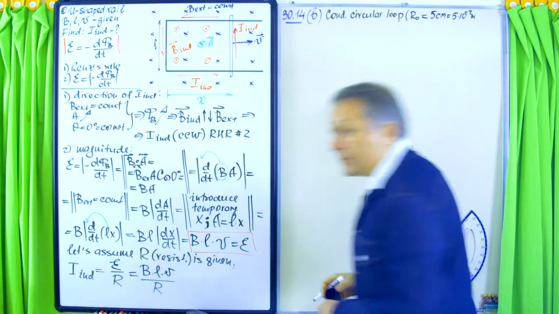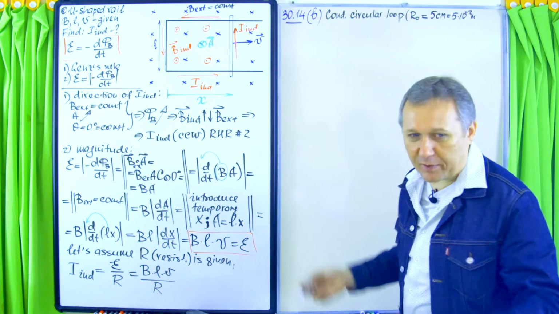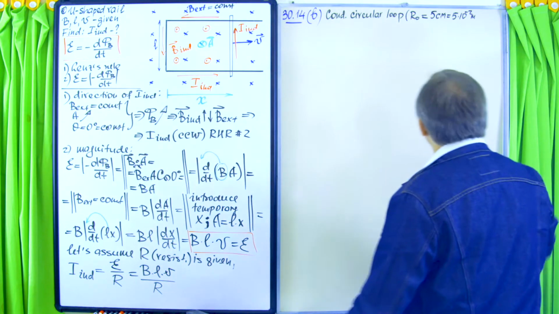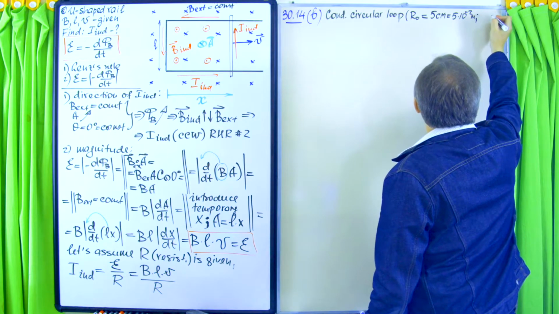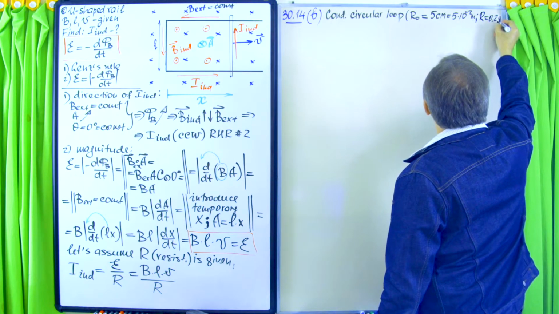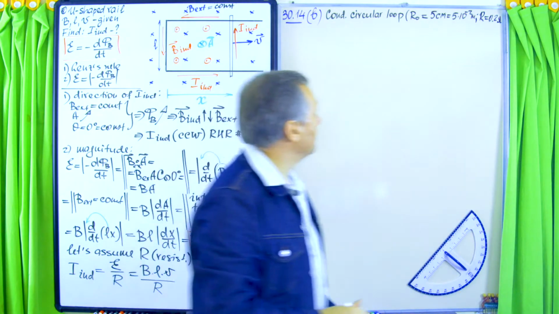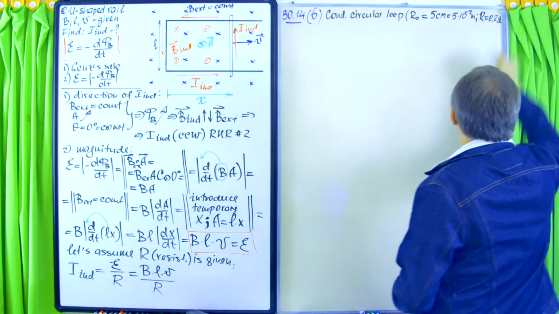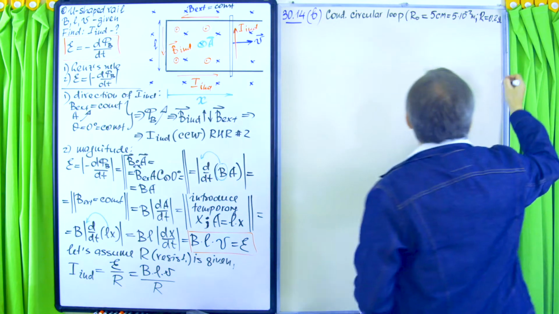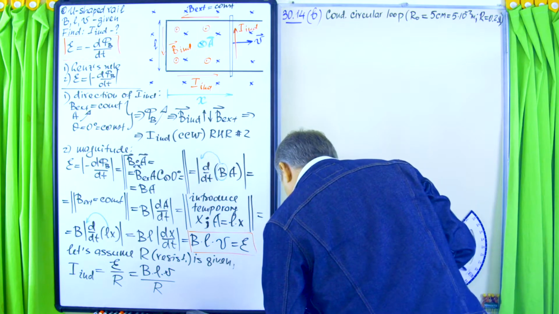Then resistance is also given, 0.2 ohms. It's a typical resistance for a piece of wire. So R equals 0.2 ohms, right? Let me close this bracket. Then what else is given?